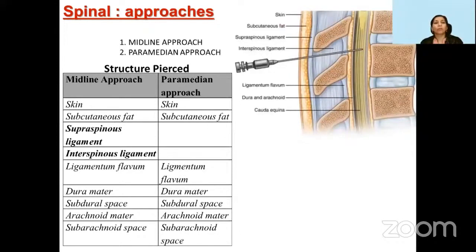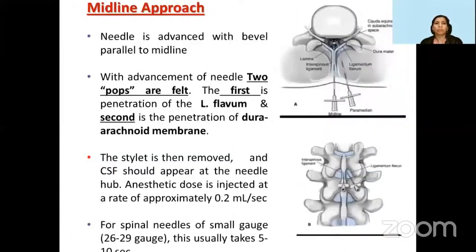There are 2 main approaches, the midline approach or the paramedian approach. In the midline approach, all the structures are pierced, starting from skin, subcutaneous fat, supraspinous ligament, interspinous ligament, ligamentum flavum, then dura mater, subdural space, arachnoid mater, and then you reach the subarachnoid space. While in the paramedian approach, you bypass the supraspinous and interspinous ligaments.